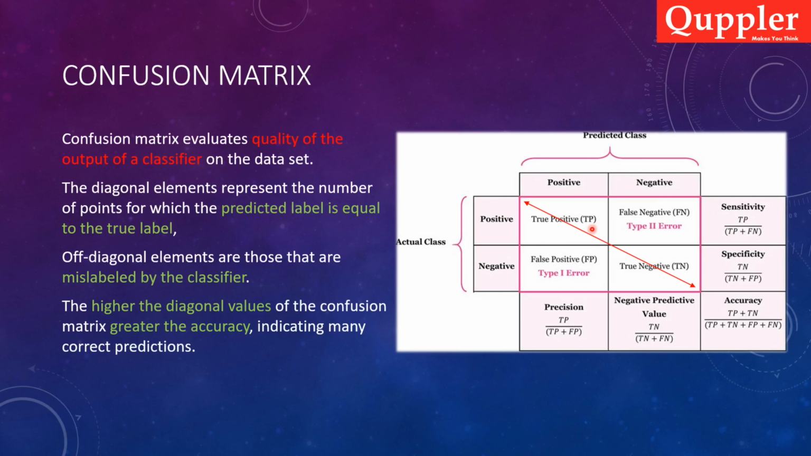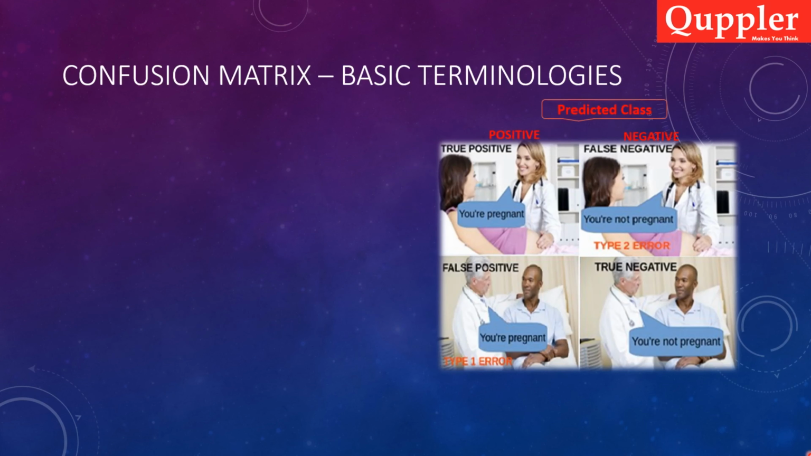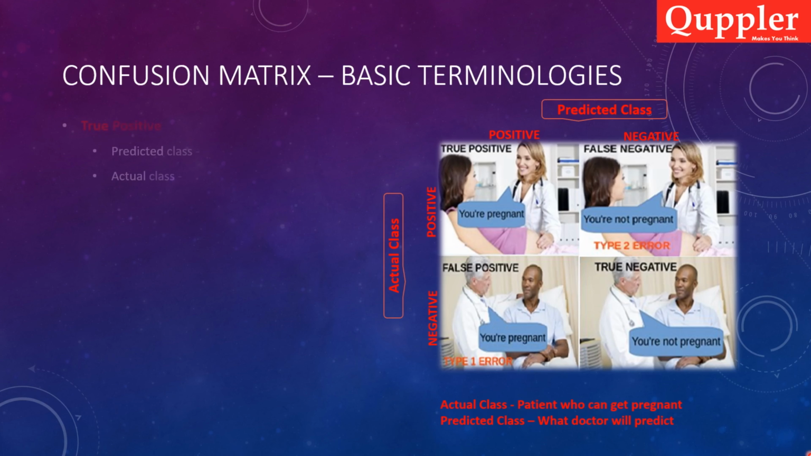So moving ahead, next is knowing about the different terminologies of this confusion matrix. If you plot this 2 by 2 matrix, and take the predicted class across the columns and the actual class across the rows, the actual class is the patient who can get pregnant, whereas the predicted class is what the doctor will predict. So the first would be the true positive.